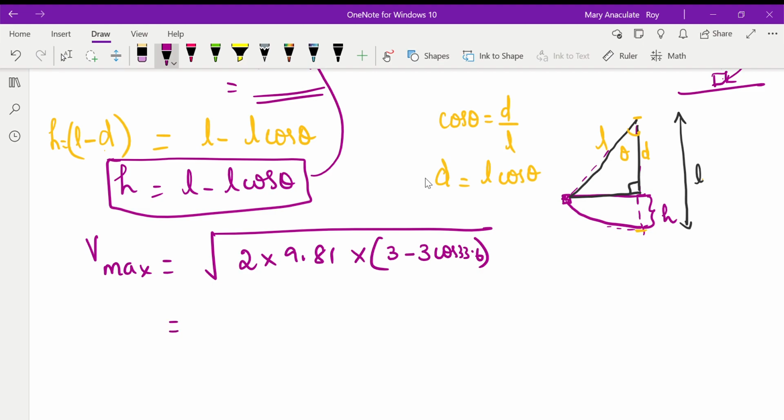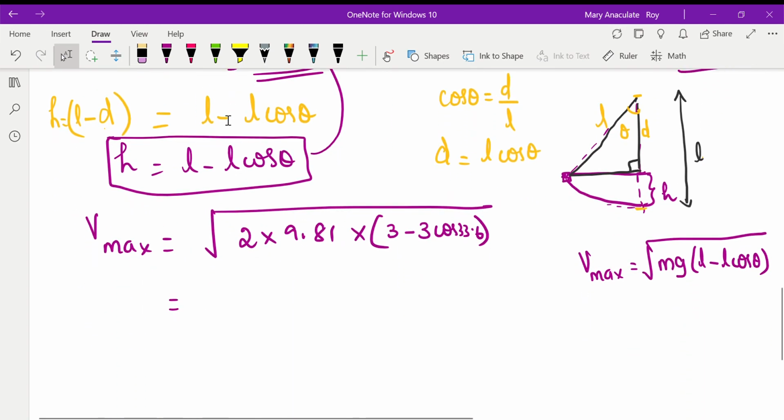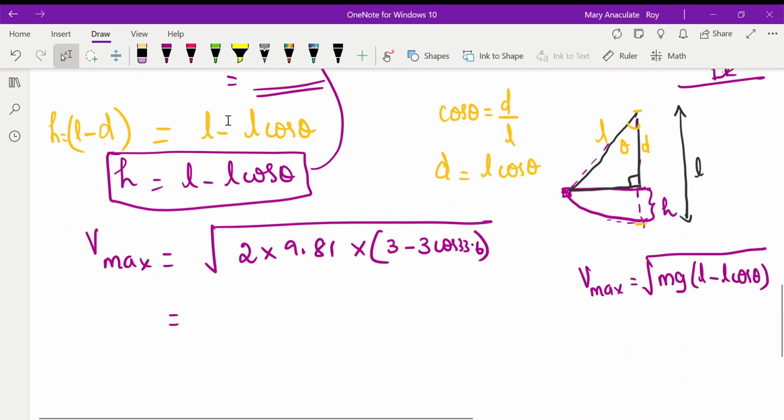Okay, I write the formula again. So Vmax in this situation is square root of 2g, and instead of h, it is L minus L cosine theta. This is for the simple pendulum. To find the maximum velocity at the midpoint, you can directly use this formula without having to do all this, if you can remember it. Otherwise, if they ask you to derive an equation, show this, then these are the steps. Okay, the final answer you will get is 3.14 meters per second.